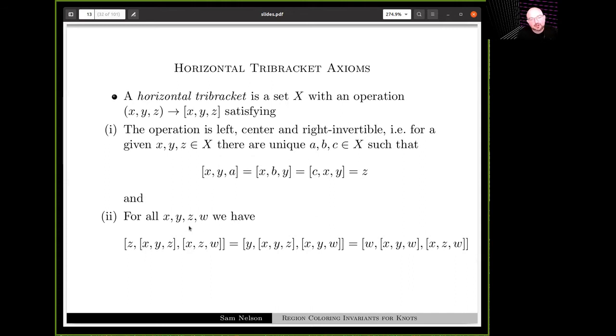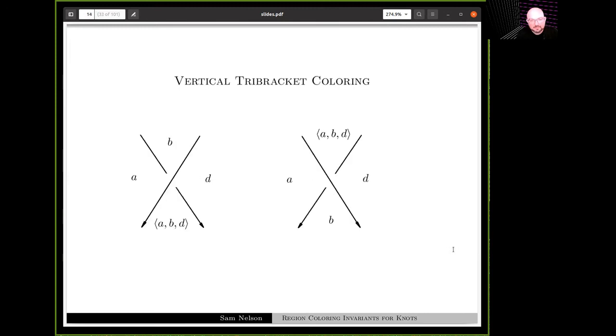For all X, Y, Z, and W, the property that comes from the Reidemeister 3 move is that the tri-bracket of Z with tri-bracket X, Y, Z with tri-bracket X, Z, W should be the same as the tri-bracket of Y with tri-bracket X, Y, Z with tri-bracket X, Y, W, and that should be the same as the tri-bracket of W with tri-bracket of X, Y, W with tri-bracket of X, Z, W. That's the horizontal tri-bracket axiom.